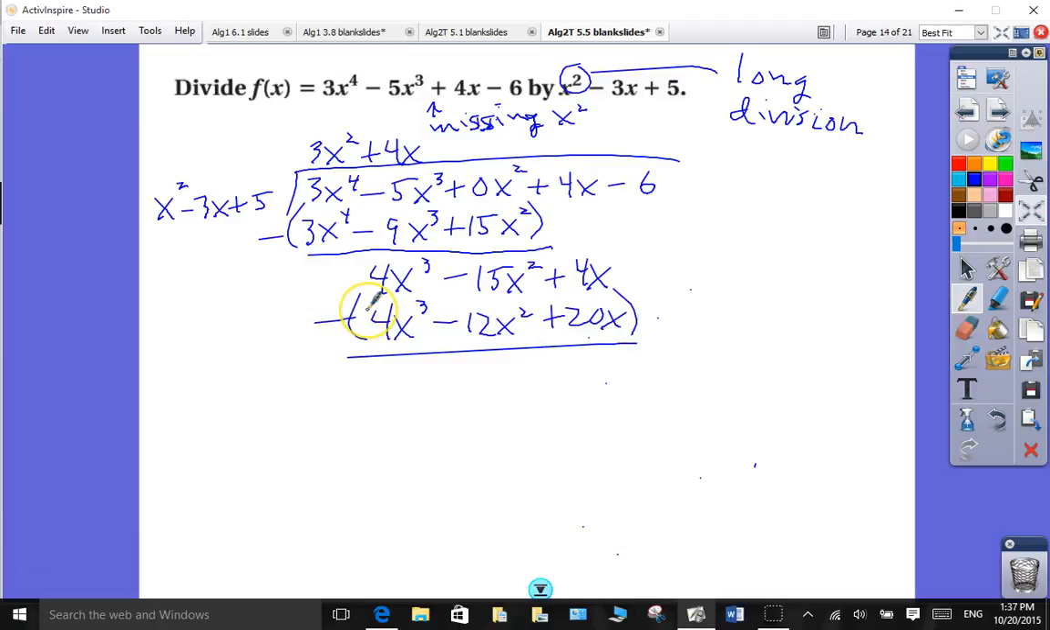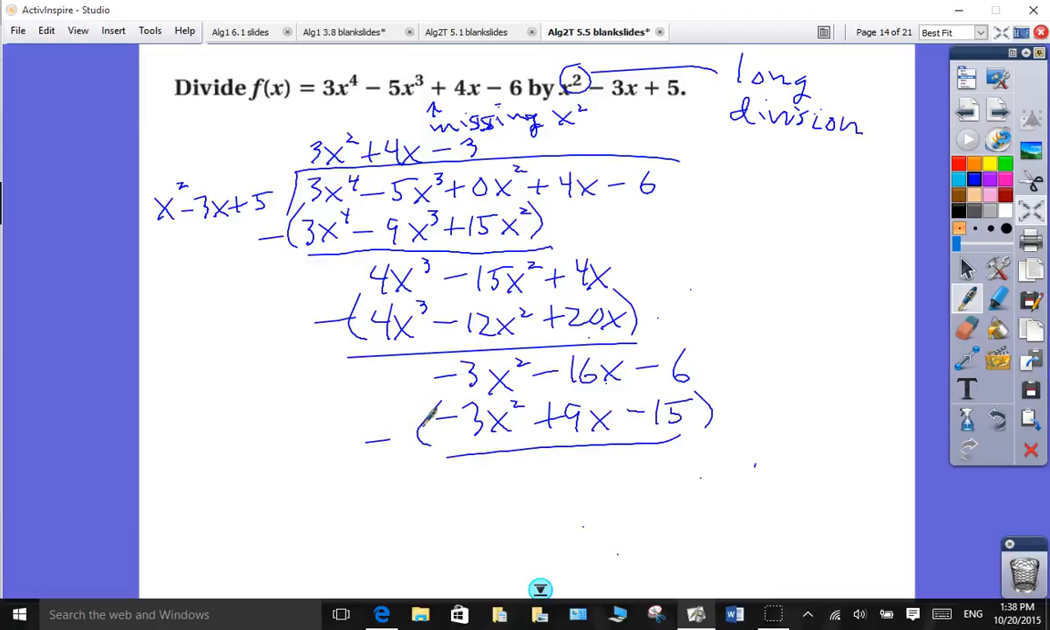Subtract. 4x minus 20x is negative 16x. Negative 15x squared minus negative 12x squared is negative 3x squared. And then bring down the minus 6. How many times does x squared go into negative 3x squared? Minus 3. So that'll be negative 3x squared, negative 3 times negative 3x is positive 9x, negative 3 times 5 is minus 15.